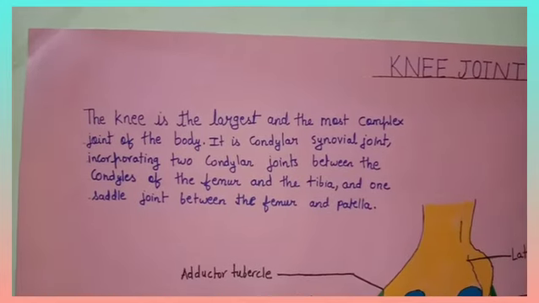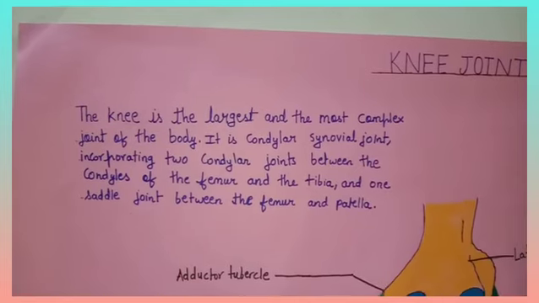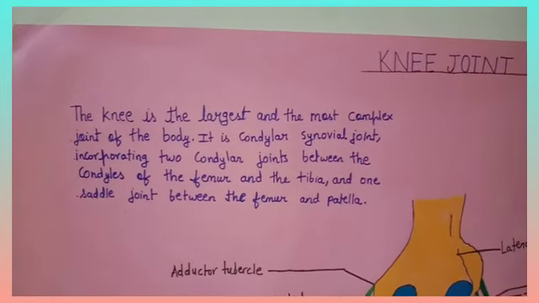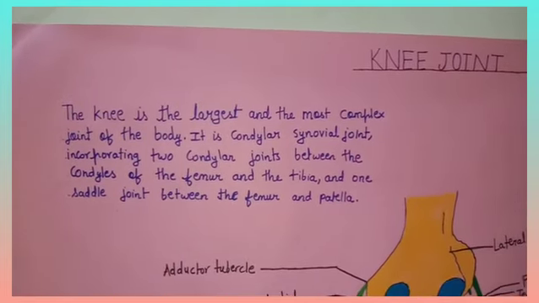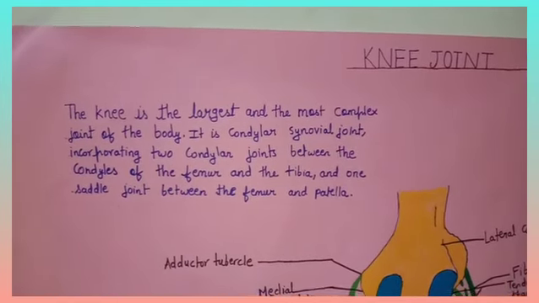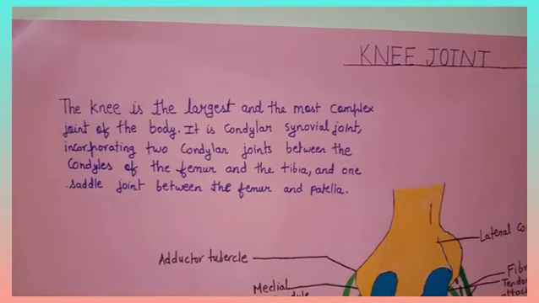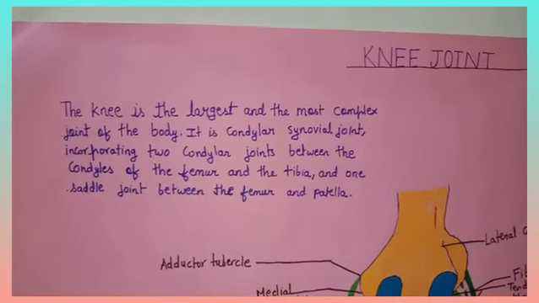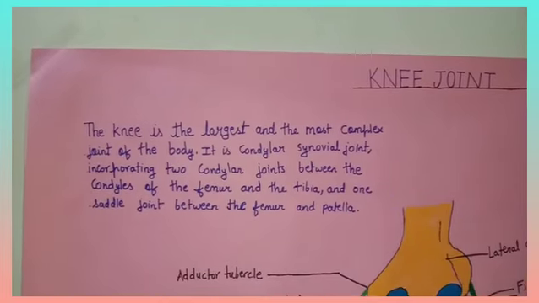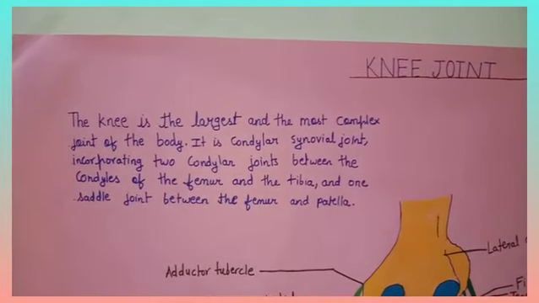Features of knee joint. The knee is the largest and most complex joint of the body. The complexity is the result of fusion of three joints in one. It is formed by the fusion of lateral femorotibial, medial femorotibial and femoropatellar joints. It is a condylar synovial joint incorporating two condylar joints between the condyles of femur and tibia and one saddle joint present between femur and patella.